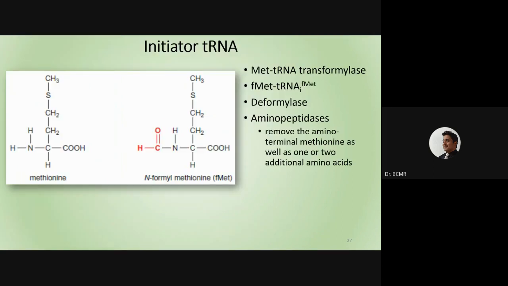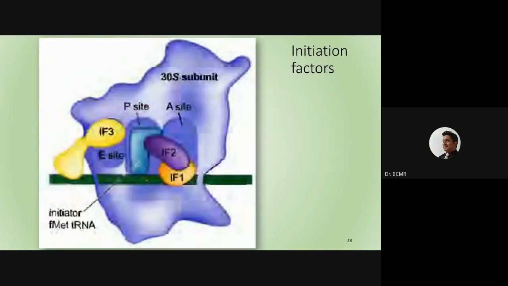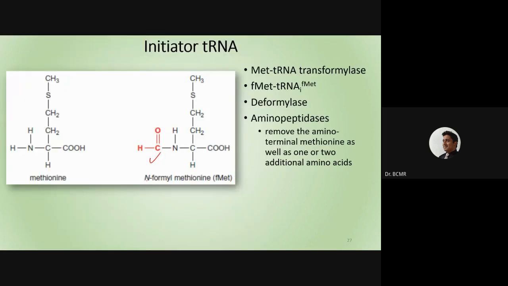So the initiator tRNA carries this N-formyl methionine, and there are factors that are involved. The majority of proteins would actually have this N-formyl methionine at the start. N is for the amino group, this is the formyl group, and you have a methionine. Methionine is a sulfur-containing amino acid. Once the protein is formed, the formyl group can be removed by deformylase, or the initial amino acids of the protein could be broken off by aminopeptidases.